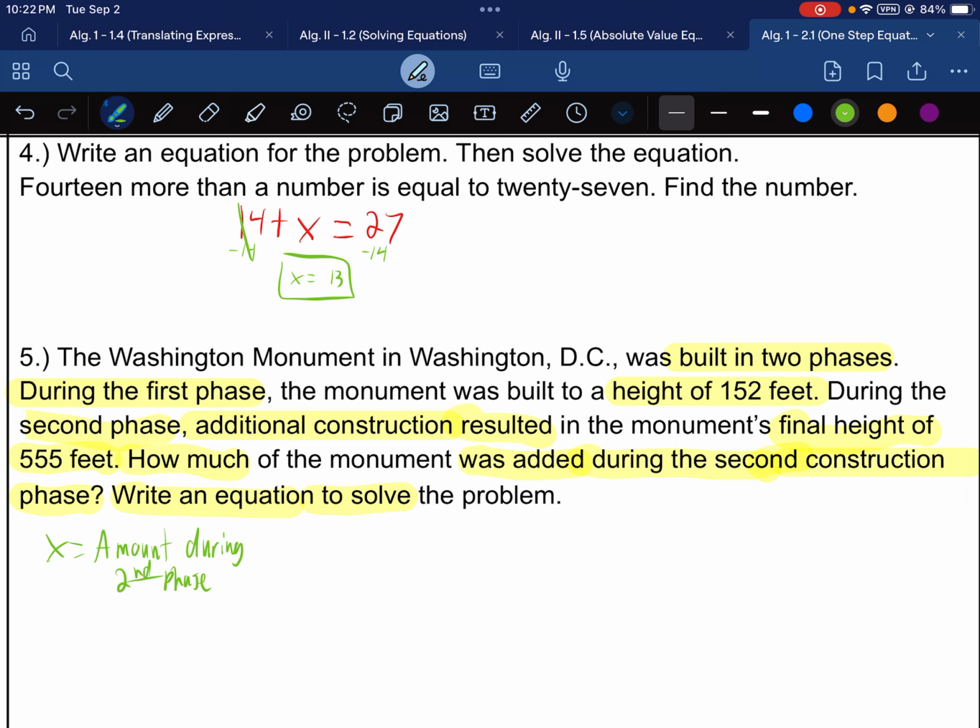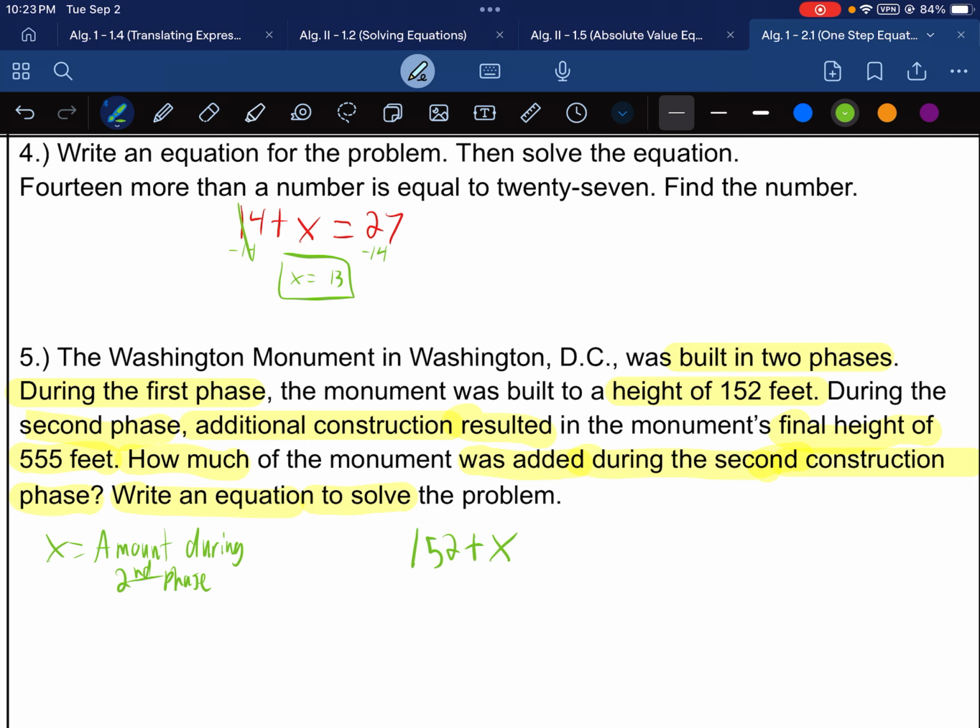Now we need to try and figure out an equation. So during the first phase, the monument was built to a height of 152 feet. So I'm just going to write that number down, 152. Then we know during the second phase we had additional construction, so I'm going to put in a plus sign because it says additional. And then it was additional construction from the second phase. So I'm going to call that x, like we mentioned earlier, because that's the amount of the second phase.